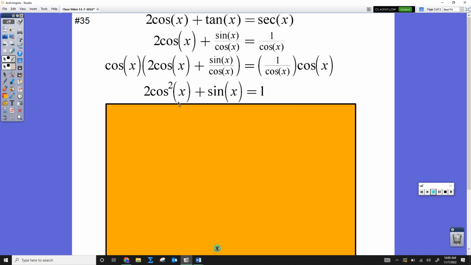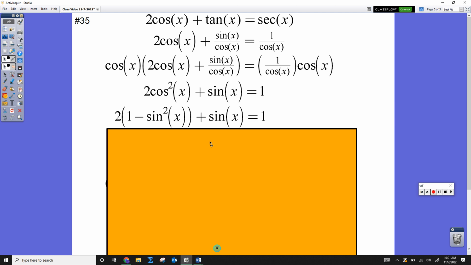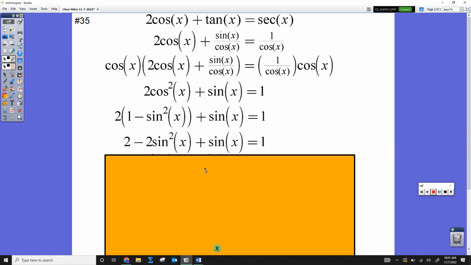We see a cosine squared right here, and we see a sine. We want them to both be sines or both be cosines. That would be the ultimate goal. And we can use a Pythagorean identity right here for cosine squared, because sine squared plus cosine squared equals 1. If you move your sine squared over by subtracting, you would get 1 minus sine squared that you can substitute in place of cosine squared of x. So here's our equation now. We'll take that 2 and distribute it into our parentheses.